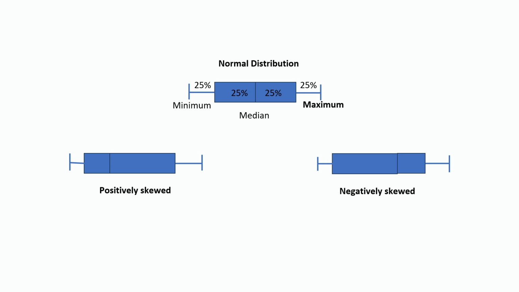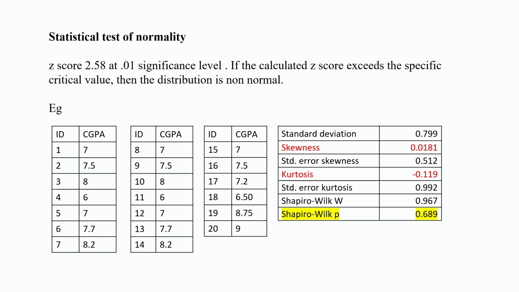So how do we identify that the data is normally distributed? The best way to identify normality is z-score. The calculated value will tell you whether this data is normally distributed or not. See, I have 20 students in my class.